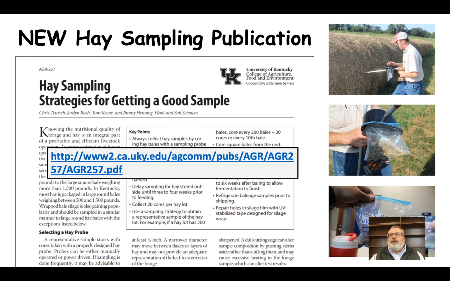We have a brand new hay sampling publication, AGR 257. You can find it online, or go to your local extension office and they can print you out a copy there.